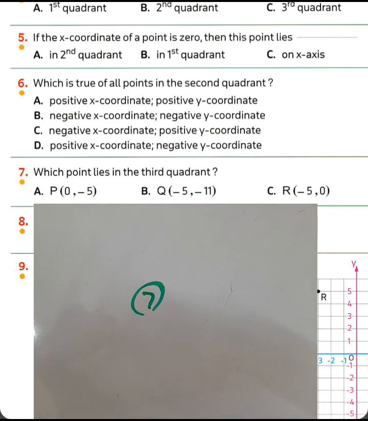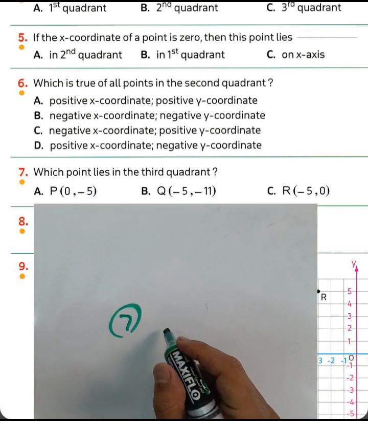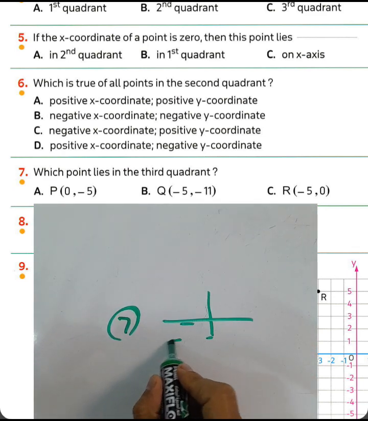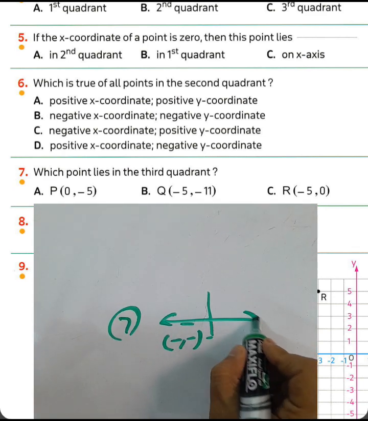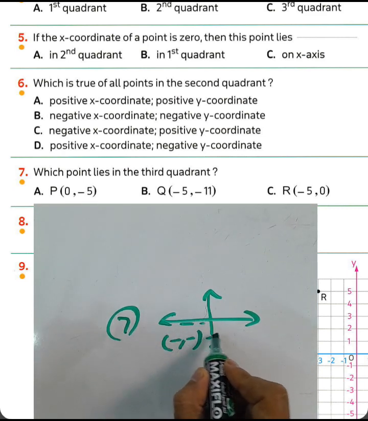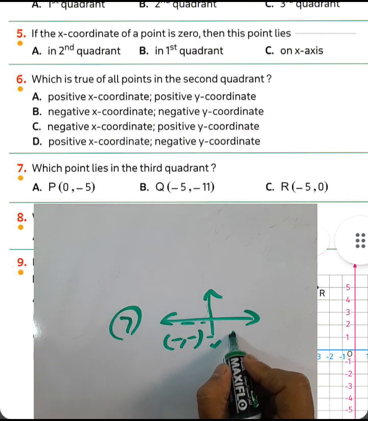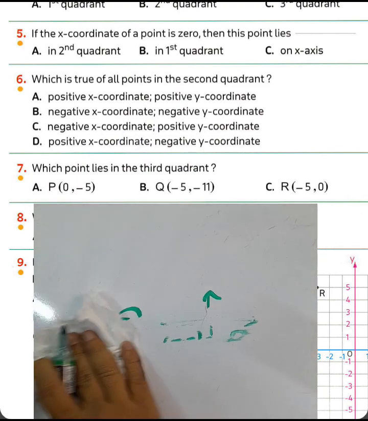Question 7. Which point lies in the third quadrant? In the third quadrant the signs are negative and negative. The x coordinate will be negative and y negative. We must choose letter B for question 7.